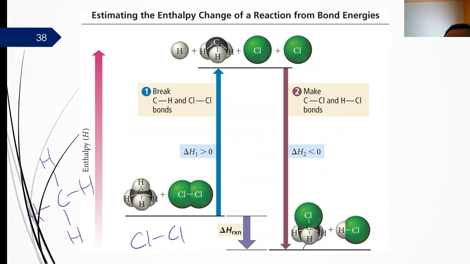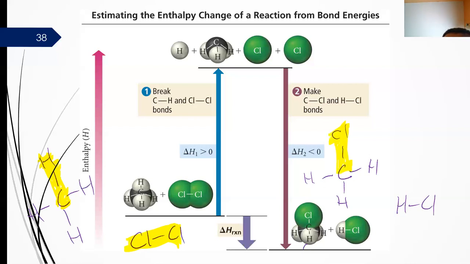And CH3Cl, we know that that is going to be 3 single CH bonds, 1 C to Cl, and 1 H to Cl bond. So now when we look at that difference, we can tell that we need to break apart one of these carbon to hydrogen single bonds. We need to break apart one chlorine to chlorine bond. And then we need to form a new carbon to chlorine bond and a new H to Cl bond.